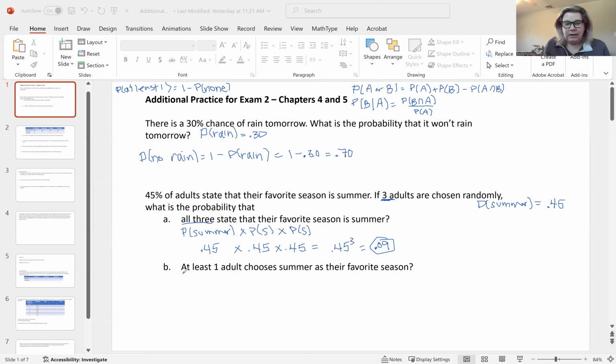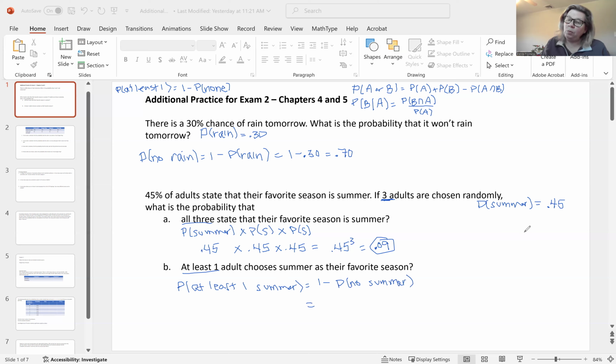Then the next one is at least one. So the probability of at least one saying summer, according to my formula up here, is 1 minus the probability of nobody saying summer.